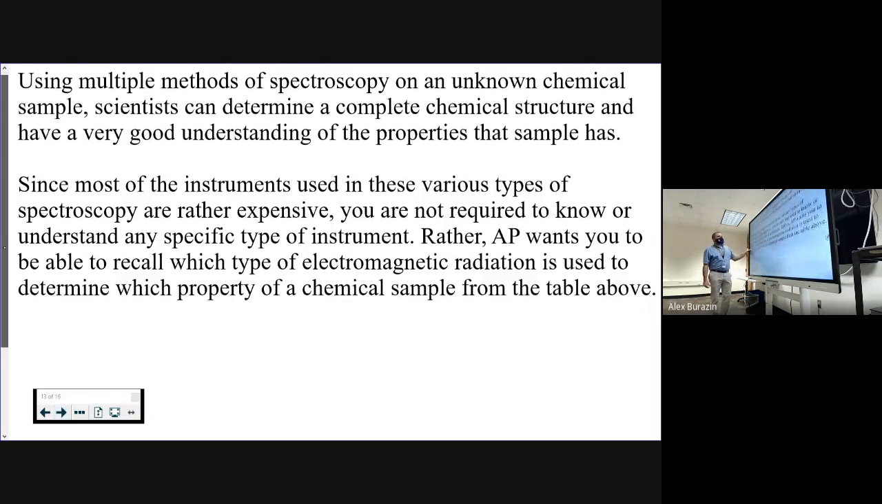Since most of the instruments used in these various types of spectroscopy are rather expensive, you are not required to know or understand any of these specific instruments, which is a good thing. I took a class on instrumentation in college. It was not my favorite. It was a semester course where all we did was learn about a new instrument every 2 weeks or so. Yeah, it was okay. But anyway, it's all expensive stuff.